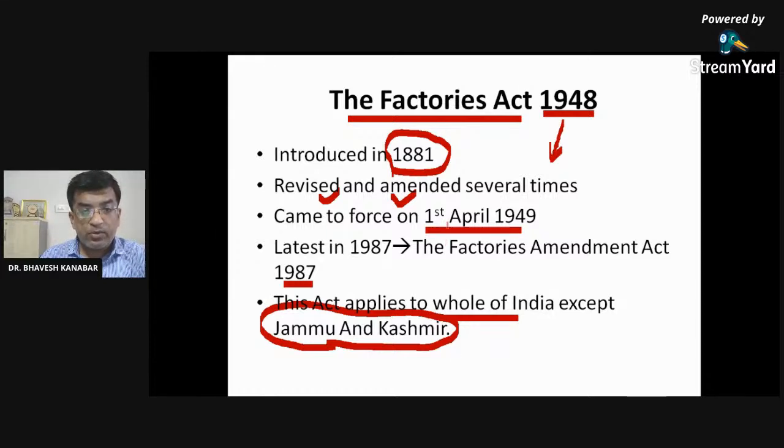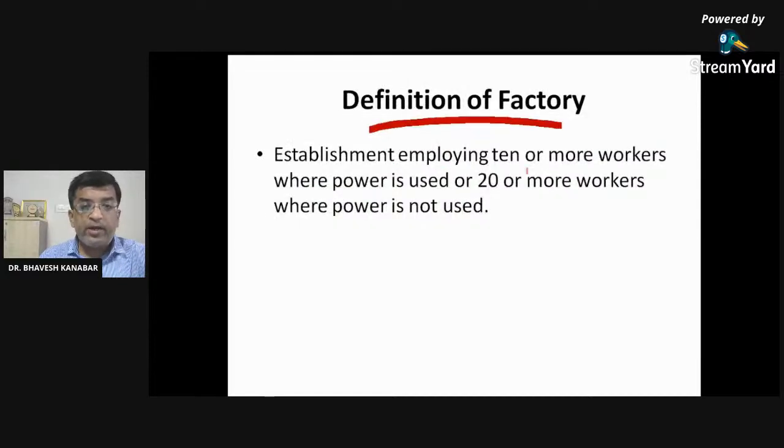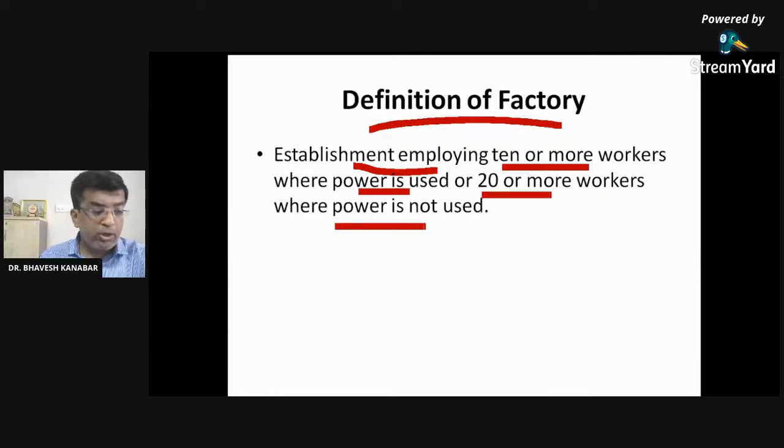The definition of a factory, according to the Factory Act 1948, is any establishment which is employing 10 or more workers where power is used, or 20 or more workers where power is not used. Again, I repeat: an establishment employing 10 or more workers where power is used, or 20 or more workers where power is not used. If power is not used, then the number of workers will be more. That is called a factory.